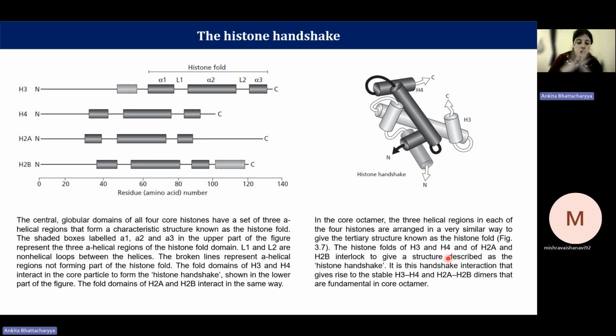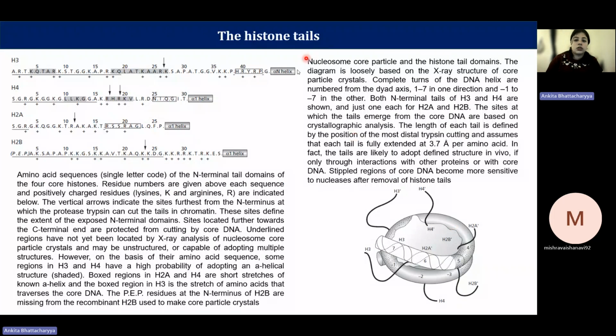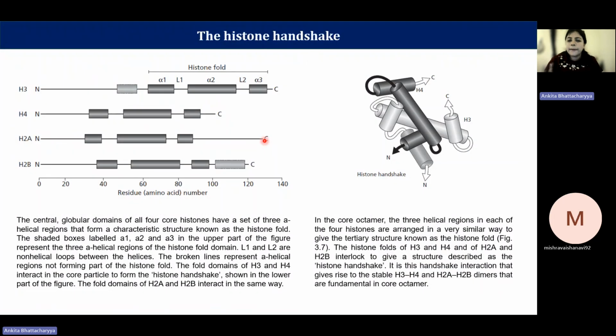histone handshake. So overall, the 3D organization of all of these histone proteins via their histone fold regions, which includes 3 alpha helices connected by linker regions, altogether forms the histone handshake. It is this handshake interaction that gives rise to the stable H3, H4 and H2A, H2B dimers that are fundamental in the core octamer that defines the histone core. But overall, that is the histone handshake that forms the entire core octamer around which the DNA is wound.